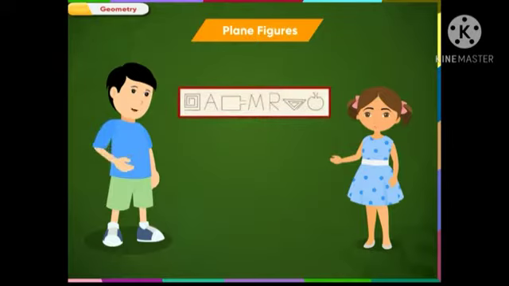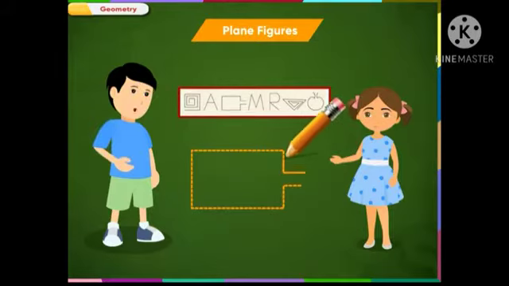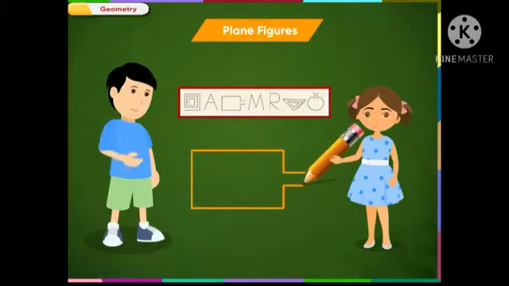Now look at the figures shown on the screen. These are open figures. Open figures means if you trace the figure with a pencil, we will not come back to the same place. The starting and ending points do not touch each other.